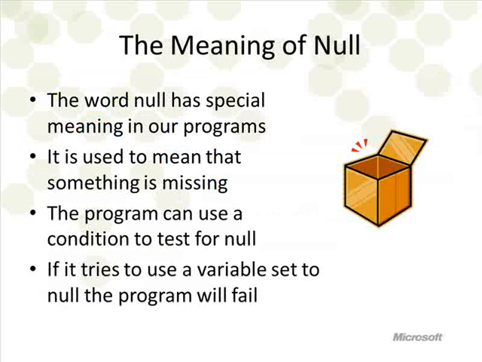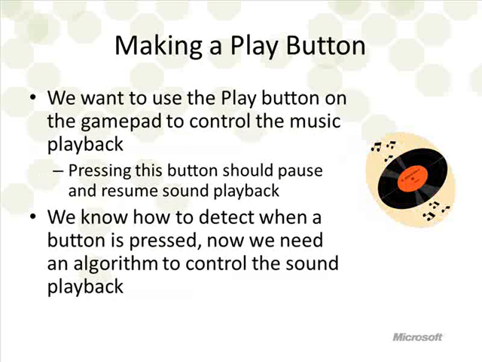The word null has special meaning in the programs. It means that something is not there, that this particular box, this particular variable, has got nothing in it, nothing tied to it, and a program can test for null. If I try and use a variable set to null, then pretty much guaranteed my program is going to tip over. This is a bad thing, and my program will fail as a result. So what I do in my program is I effectively check to see if the sound effect instance is null, and then I make one.